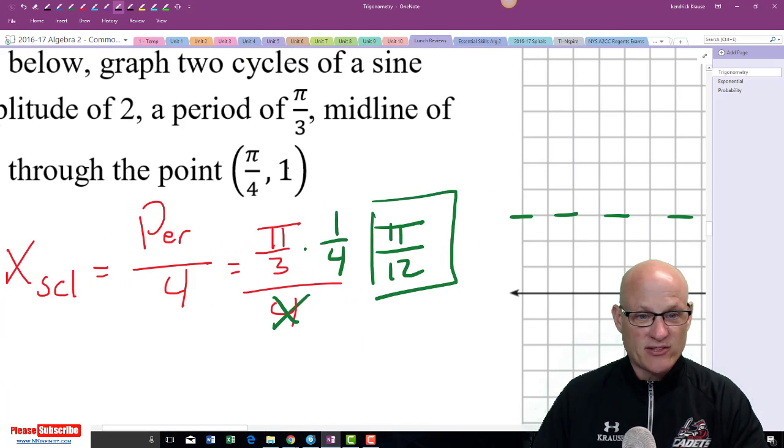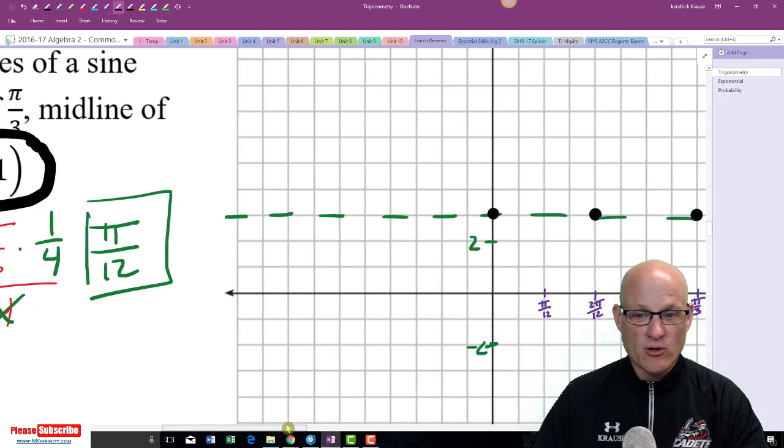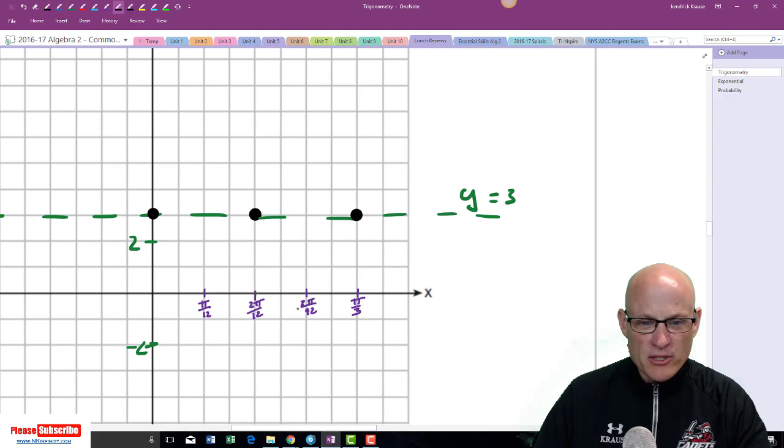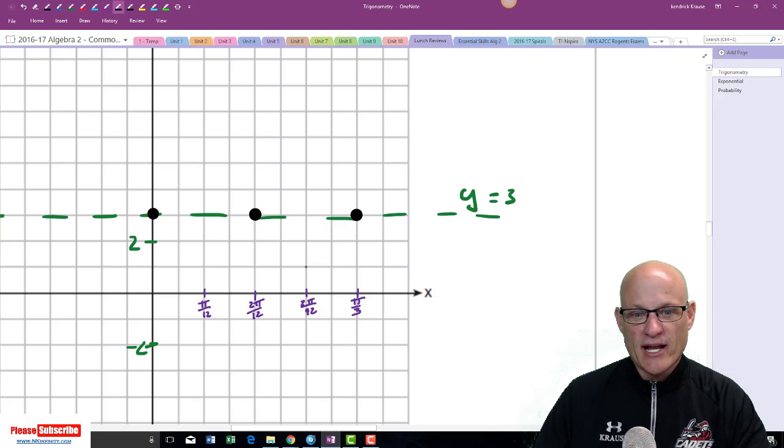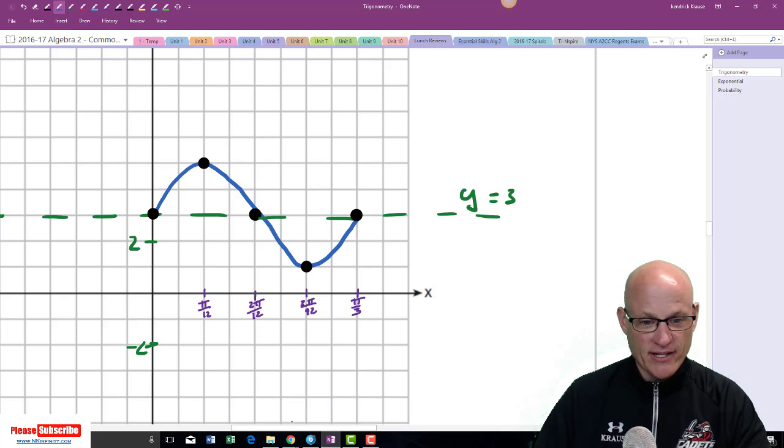Well, it says it has to pass through this point right here. Pi over 4, 1. Pi over 4, I don't see a pi over 4. But 3 pi over 12, isn't that pi over 4? Yeah. So it has to pass through this point down here, which means then it would have to pass through this point up here. And if I graph that, this is my curve. That's not too bad.